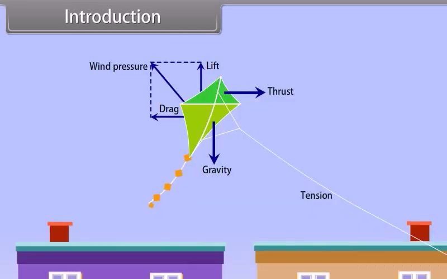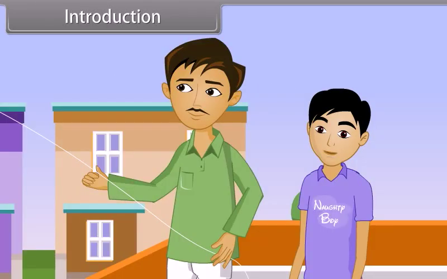There are many forces which act on the kite, and these forces have specific directions, due to which the kite gets in the air. But Dad, how do we define the direction of the forces acting on the kite? Good question, my son. We define it with the help of vectors. Would you like to know more about it?